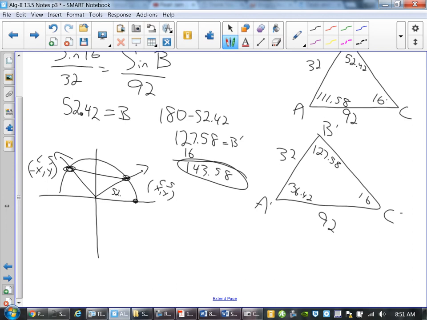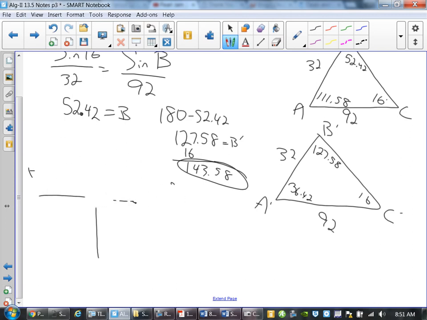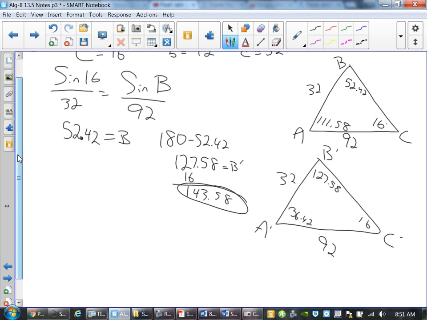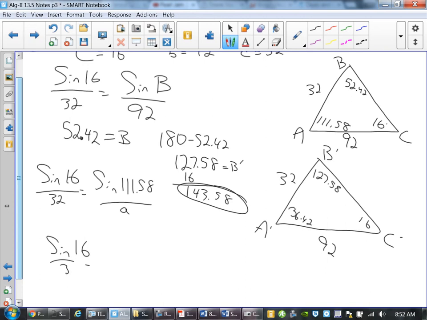Because you have the two different triangles, that's basically all this works out to be. So then you just do law of sines again with sine of 16 is to 32, as sine of 111.58 is to little a, and then sine of 16 is to 32, as the sine of 36.42 is to little a prime. And you get your 2 different side lengths.